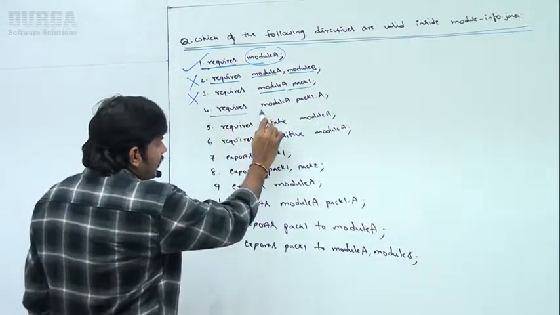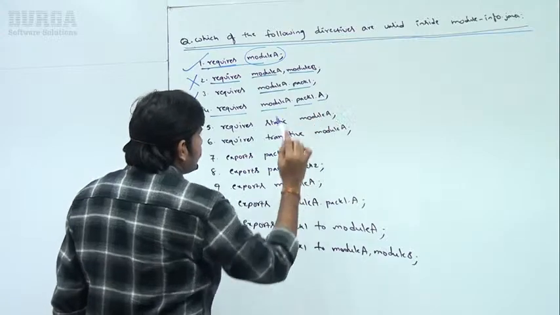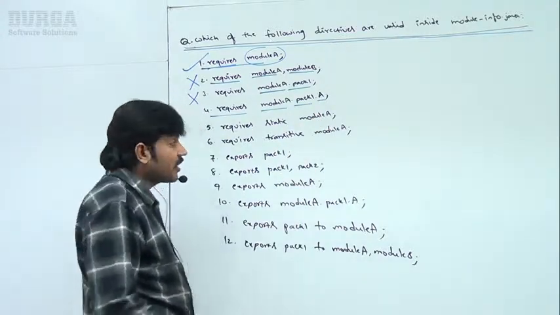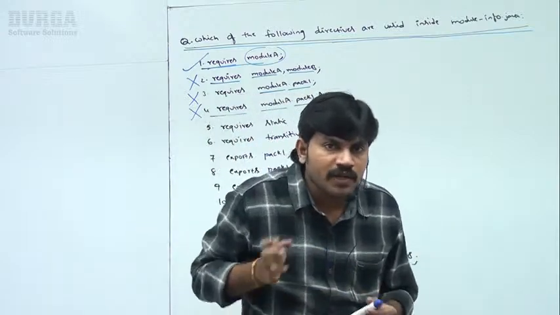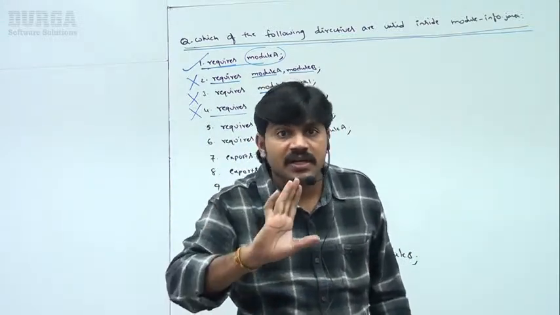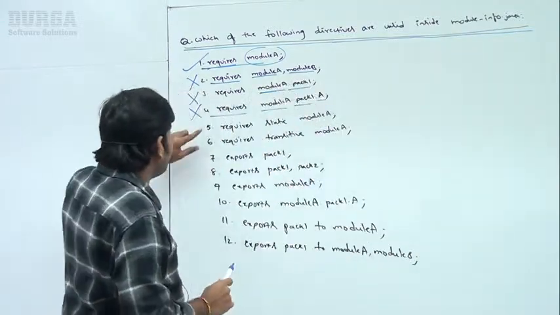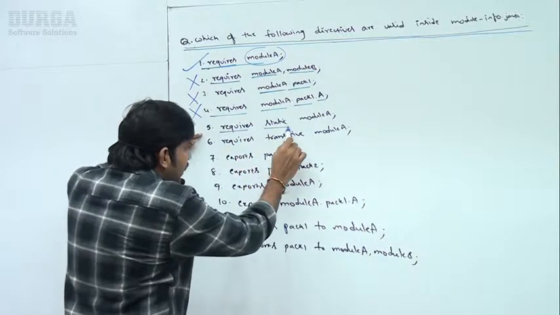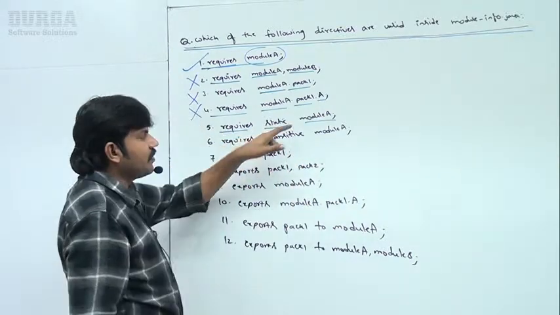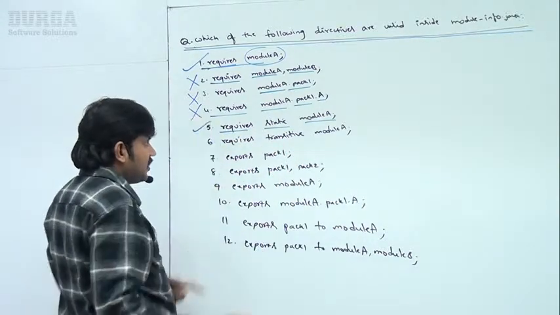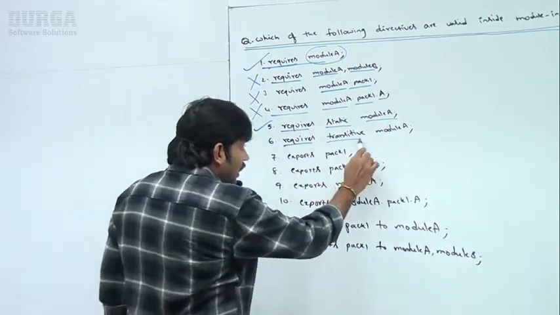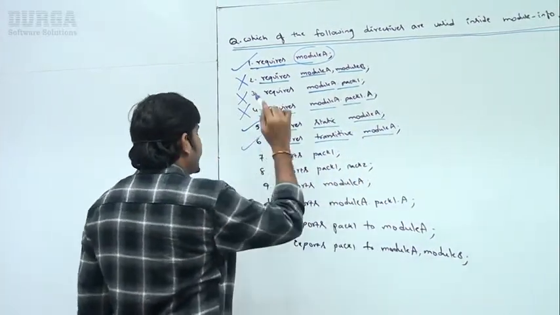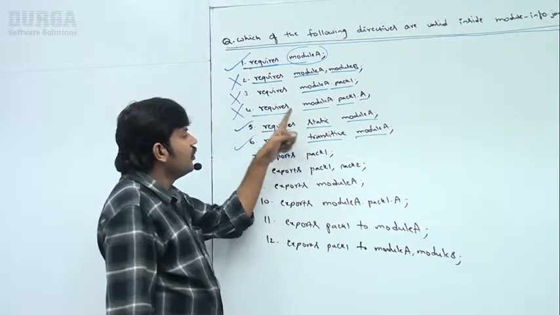Next, requires module A.pack1.A. Invalid, because we can use requires only for a module, but not for a package and not for a class. Okay, clear, right? Next, requires static module A. Have you observed, right? Optional dependency. Requires static is an optional dependency. Requires transitive module A. Perfectly valid. Transitive dependency, right? Okay, make sure.